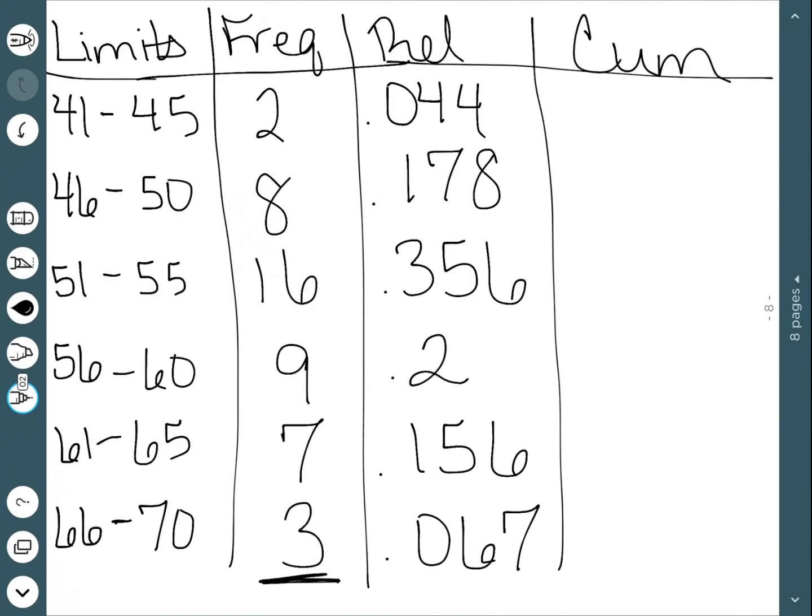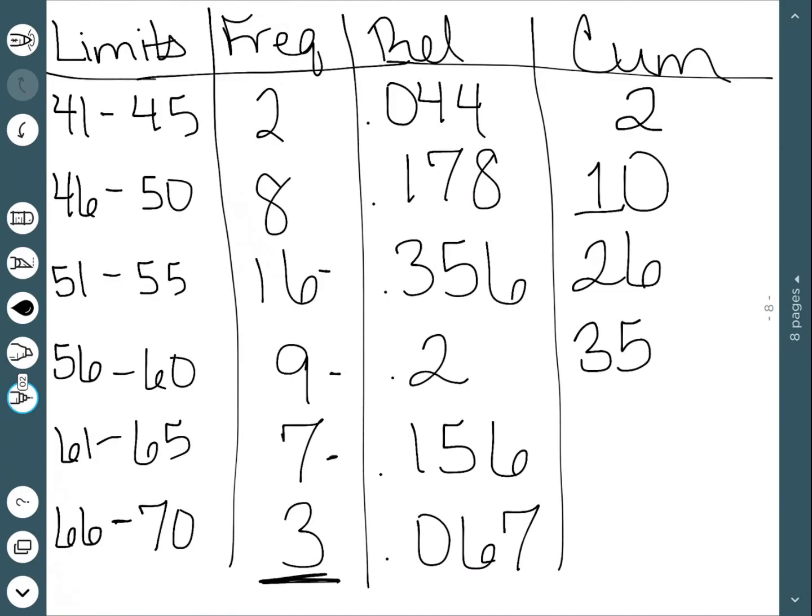For cumulative frequency, the first frequency is the same as it was. Cumulative frequency adds, so now I need to add 2 plus 8 to get 10. 10 plus 16 to get 26. 26 plus 9 to get 35. 35 plus 7 to get 42. And then 42 plus 3 to get 45. So now I have my cumulative frequency distribution.